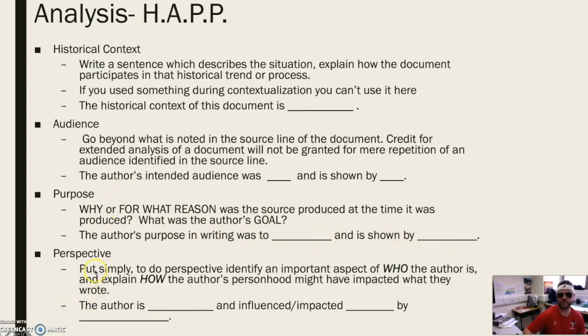Or perspective, right? Where are they coming from? Put simply, to do perspective, identify an important aspect of who the author is and explain how the author's personhood might have impacted what they wrote. So again, if you use perspective, this is where the temptation is to put bias in, and you don't need to do that, right? But being able to say, oh, well, this person was a Jesuit priest, so they would have viewed things this way. So the author is blank and influenced by blank, impacted by blank, all right? So this is your analysis portion.